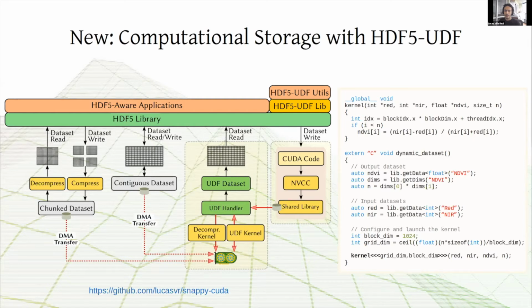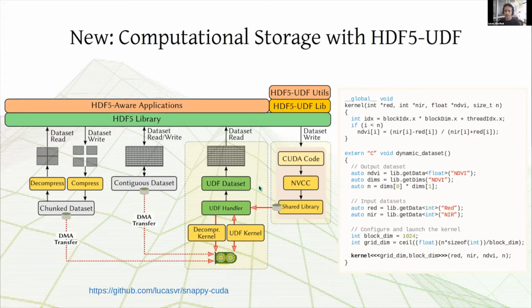So this new backend is able to process source code written in CUDA. So here you have a dynamic dataset entry point. So we are basically computing the same code as I have shown before. But here, the actual code that computes the NDVI value in this example is a kernel that executes in the GPU, right? So we take this piece of code, we generate a shared library that is saved to disk, and then when the user loads this data set, we invoke the UDF handler that dlopens that library and then executes it.